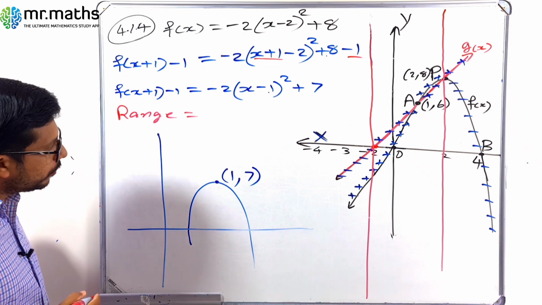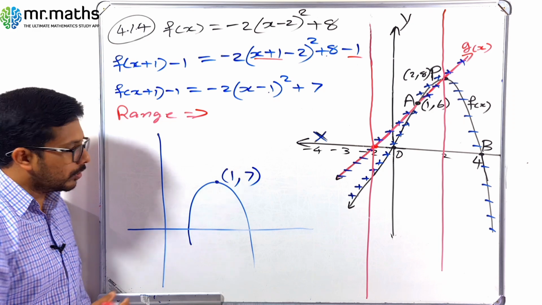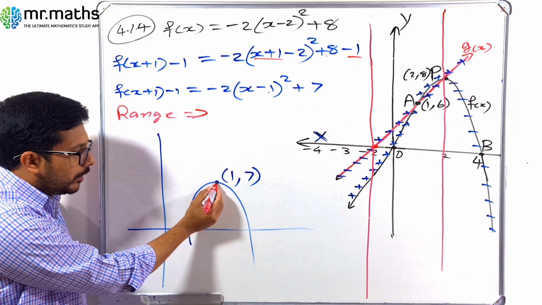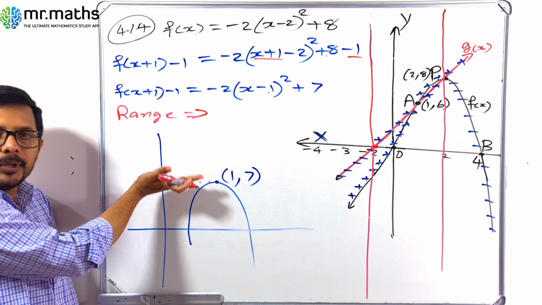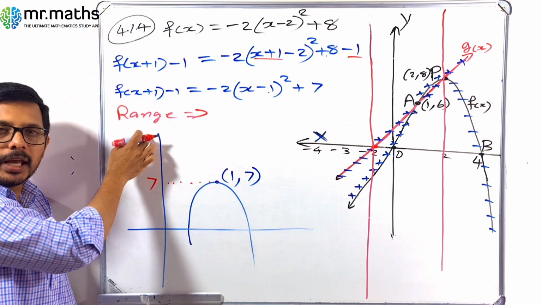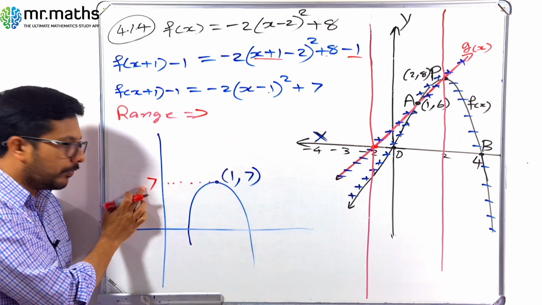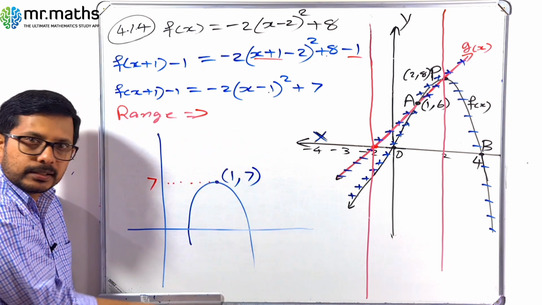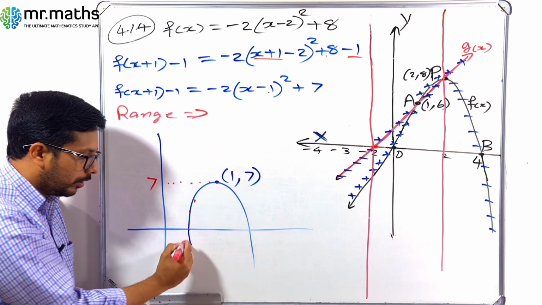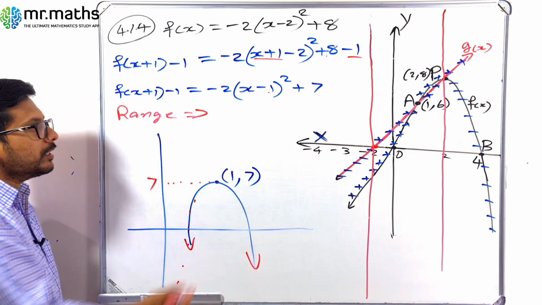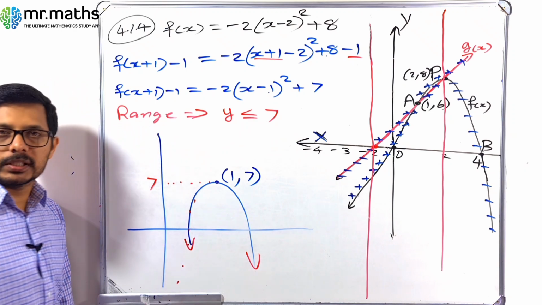Now what is the meaning of range? Possible y values. So here what is the maximum y value? The maximum y value here is 7. So it can't be above 7. If you take 8 or 9 or 10, you can't find any graph there. Am I right? So the maximum y value must be 7 or less than 7. Any point less than 7 you can take, because it is going down like this. So the range is y is less than or equal to 7.